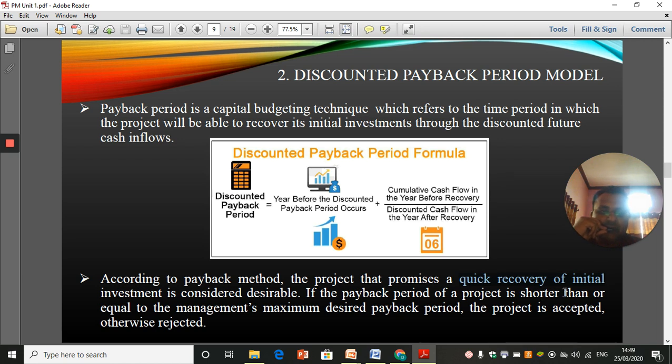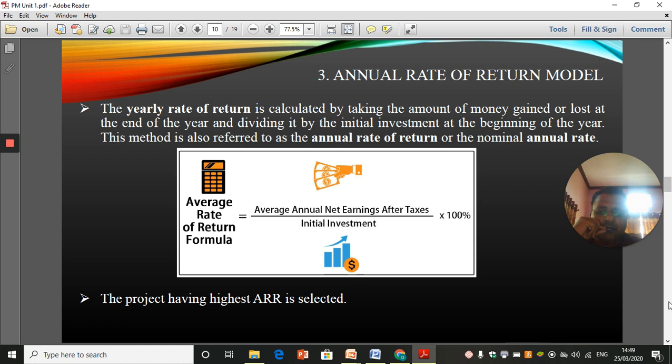So discounted payback period is very similar to payback period. The only difference being, in the discounted payback period we are discounting future cash inflows. In payback period we are not discounting future cash inflows. So this is a time value of money based method, and payback period is not a time value based method of capital budgeting. Now, annual rate of return, very easy.